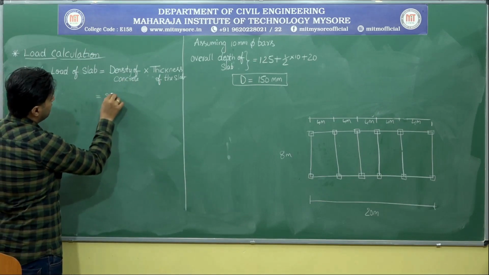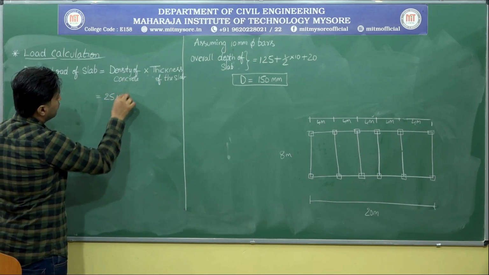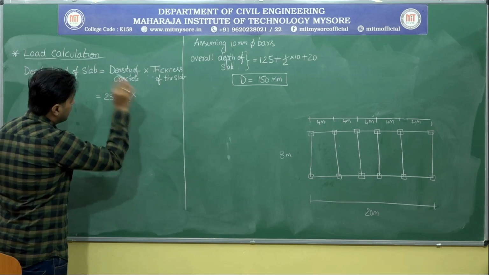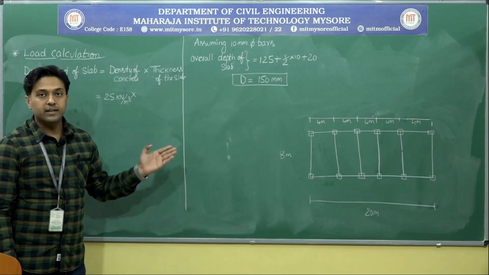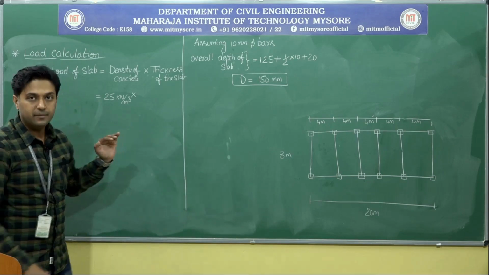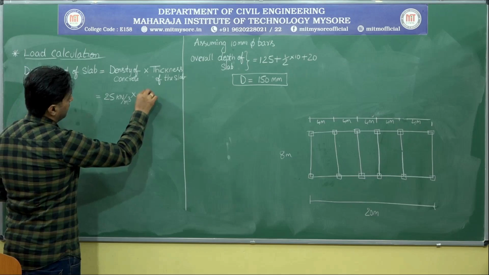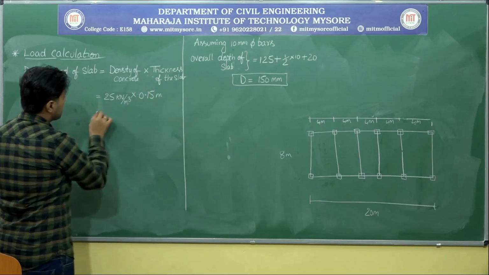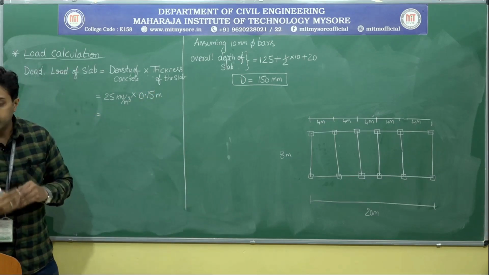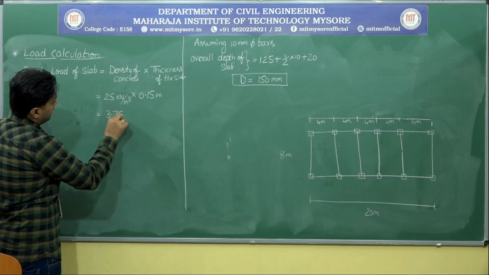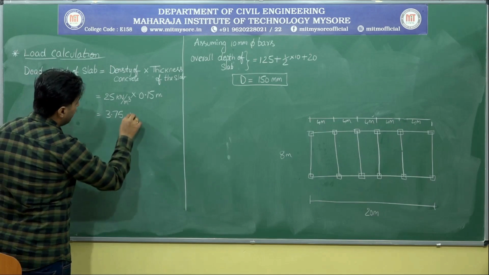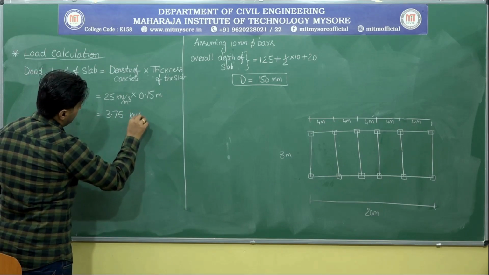What is the density of concrete? We usually consider it as 25 kilonewton per meter cube. What is the thickness of the slab? Just now we have calculated it, 150 mm, which in terms of meter is 0.15 meter. After solving this, the value that we are getting is 3.75 kilonewton per meter square.